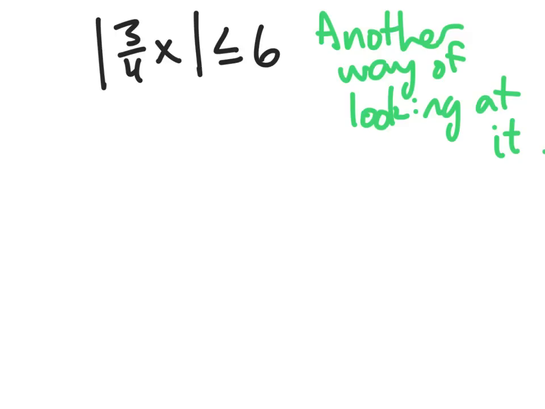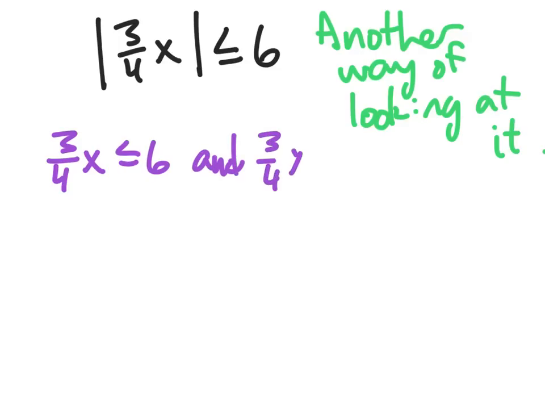Here's another way of looking at it. Just because you're so used to setting whatever is inside the absolute value bar to the opposite of this 6, well, we can still do that. We can totally start off with 3/4 x is less than or equal to 6, but with less than, we say and 3/4 x. Now here's the thing. We're going to not only change the negative 6, but we're going to change it to greater than or equal to.